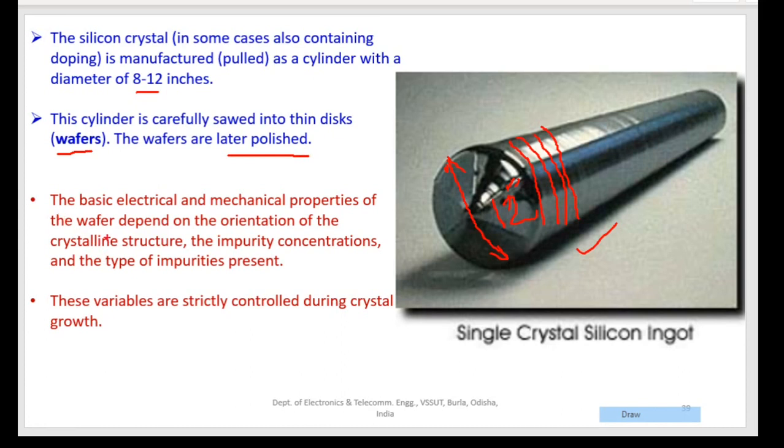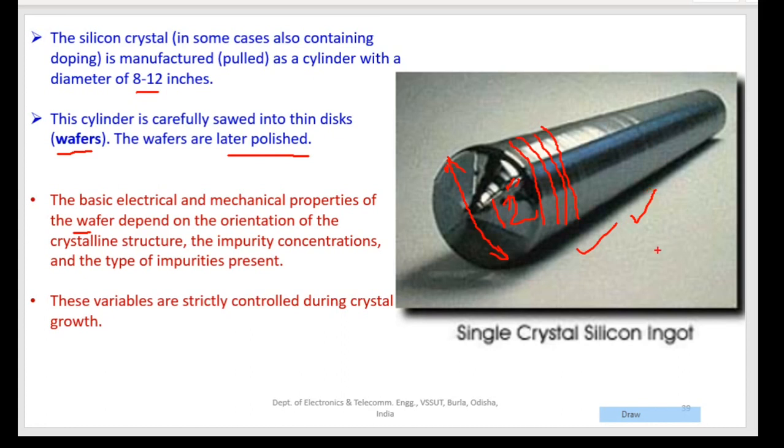The next point is that the basic electrical and mechanical properties of the wafer depend on the orientation of the crystalline structure, the impurity concentrations, and the type of impurities present. So these will decide the basic electrical and mechanical properties of the wafer. And we want a pure silicon crystal, a single silicon crystal which is pure in nature, right? We do not want any kind of impurity, but in some cases some impurities may be added, but we do not want any unwanted impurity, like dust materials or other atoms which may harm the silicon crystal structure internally.